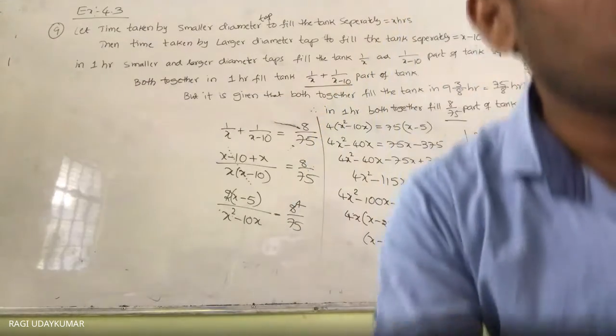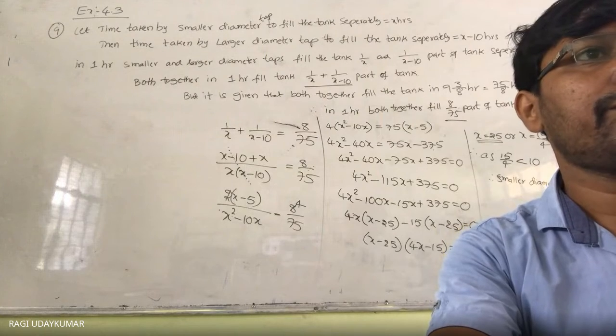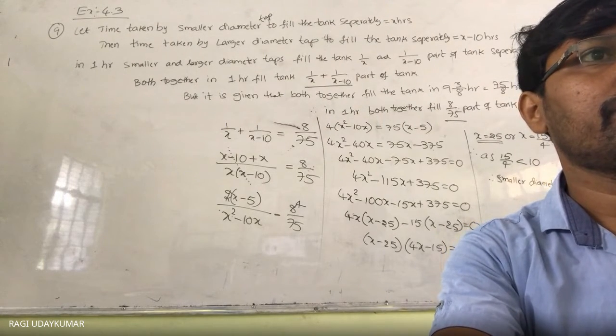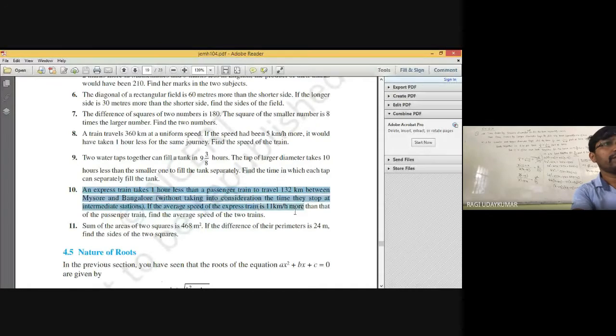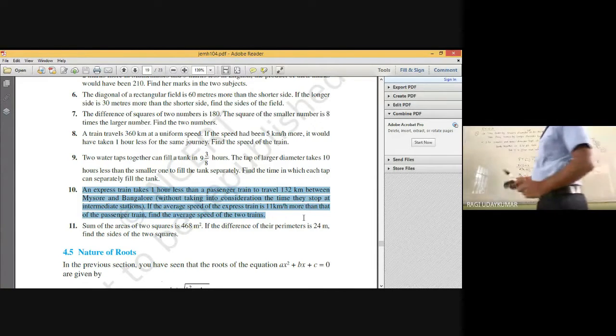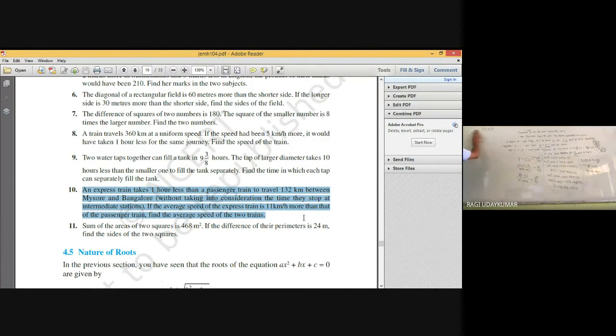Okay, next, let us move to the next question here. It is given to you. So this is the question given to you. I think you can solve this question. It's not very difficult for you. An express train takes 1 hour. Previously, in the previous problem, whatever we have solved, it is the same model question here. So what is the difference you are having in this? Different names are given. Express train and passenger train are given to you.